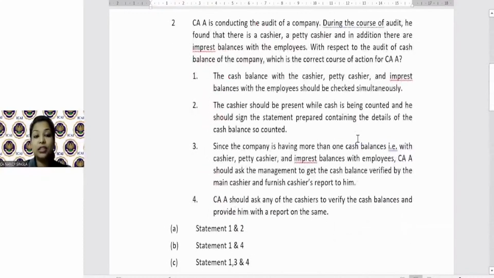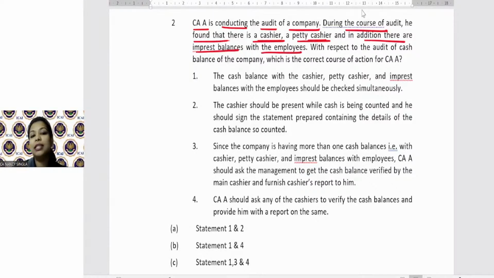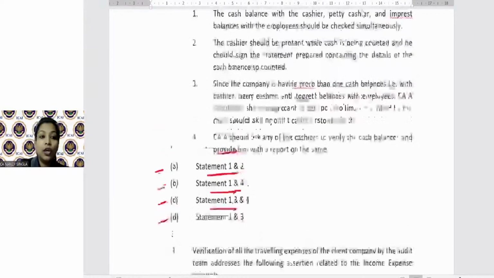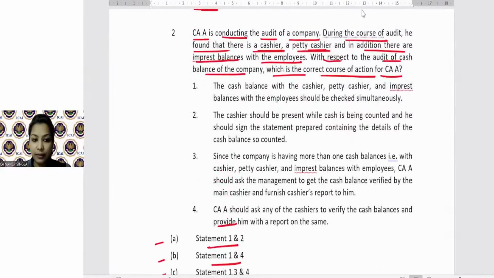Second question, read this question carefully. CA is conducting the audit of a company. During the course of audit, he found that there is a cashier, a petty cashier, and in addition, there are imprest balances with the employees. तो ये कहाँ का टॉपिक है? Cash and cash equivalents. With respect to the audit of cash balance of the company, which is correct course of action. तो जो आपके options है ना, they are given like this: A, B, C, D, statement 1 and 2, 1 and 4. ठीक है? These are the options. Now read these points, statements carefully.